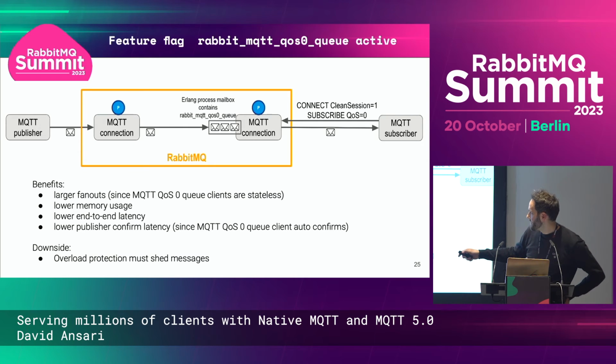Some people were already asking whether we can have this queue type for other protocols, AMQP 0-9-1. Maybe in the future. For now, we left it. We also wanted to first see how it performs with MQTT.